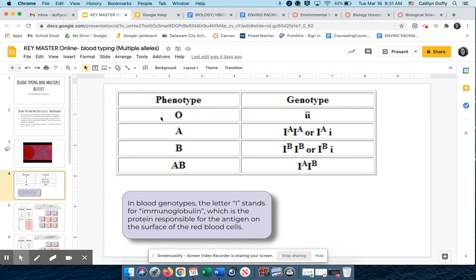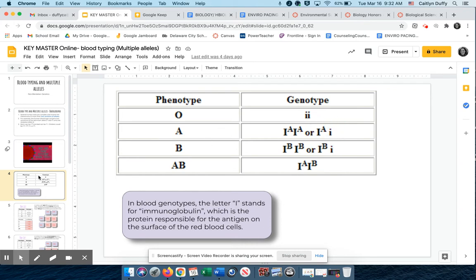The genotype for the phenotype O is little i, little i. So the only way you're going to be type O blood is if you're homozygous recessive. With AB, you have to have an A and a B, and this is like codominance. Both have to show up. With A and B, you can either be homozygous dominant or heterozygous. I^A I^A is homozygous dominant, or you can be heterozygous, which is I^A i. This one is also known as a carrier for type O.